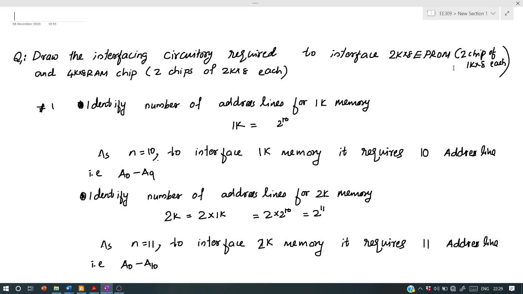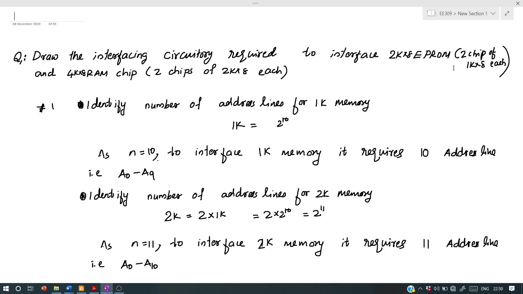That 2K into 8 EEPROM is made of two chips of 1K into 8 each, and 4K into 8 RAM chip. That 4K RAM is made of two chips of 2K into 8 each. To answer this type of questions, first of all, we need to identify the number of address lines required for each memory chip. Here, 2K ROM is made of two 1K into 8 ROM chips, and 4K RAM is made of two 2K into 8 RAM chips.